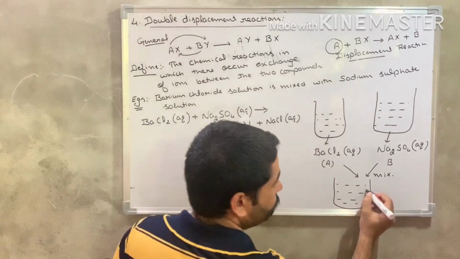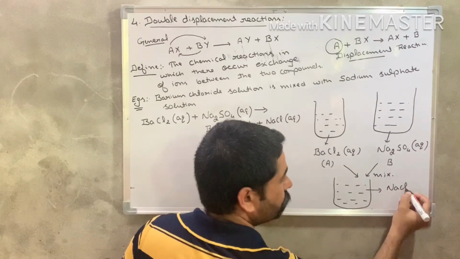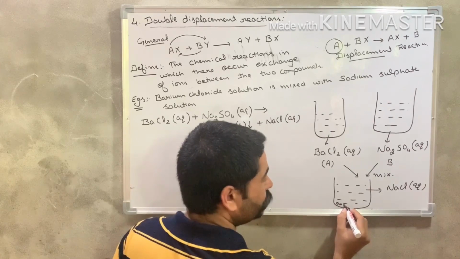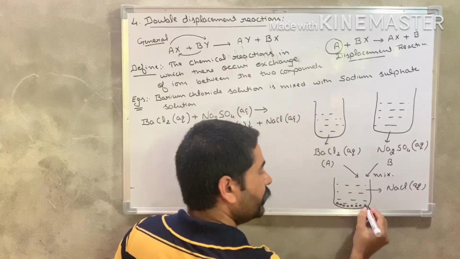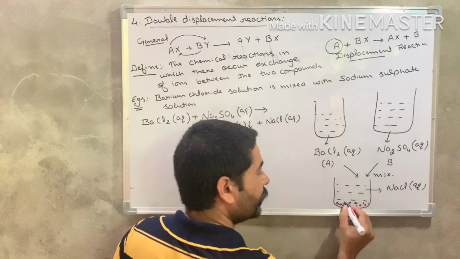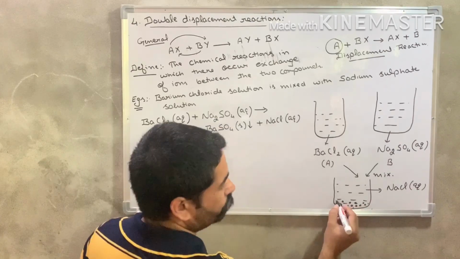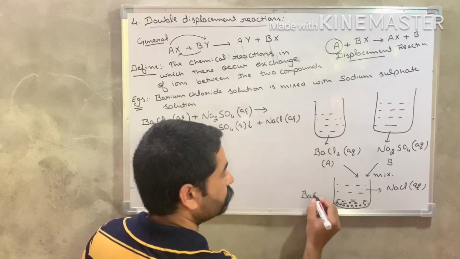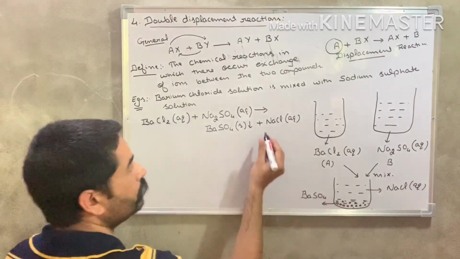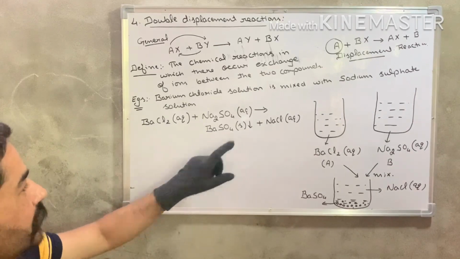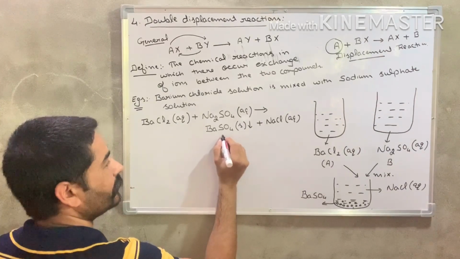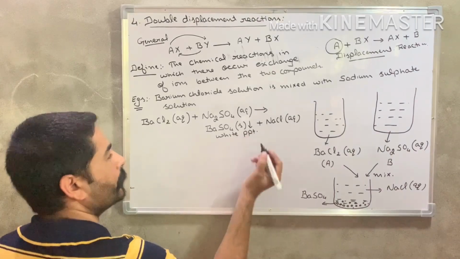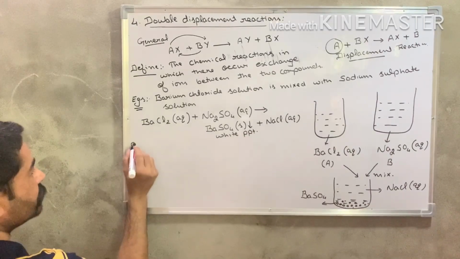You will see that this is sodium chloride in aqueous form, and if you keep the mixture for some time, you will see that an insoluble substance will settle at the bottom. This is the insoluble substance, that is barium sulfate. We'll use a downward arrow to show it as a precipitate. So this will act like a white precipitate. Its color is white. So what will be the observation of this reaction?